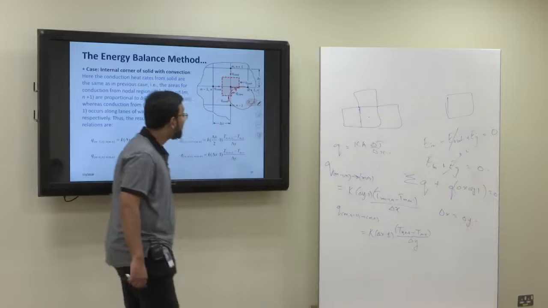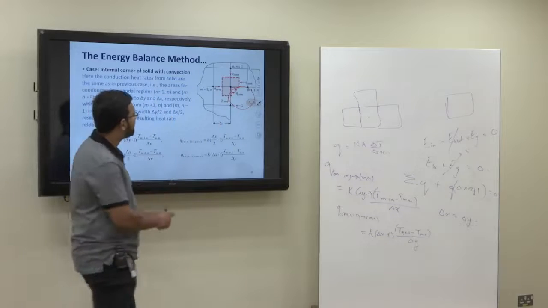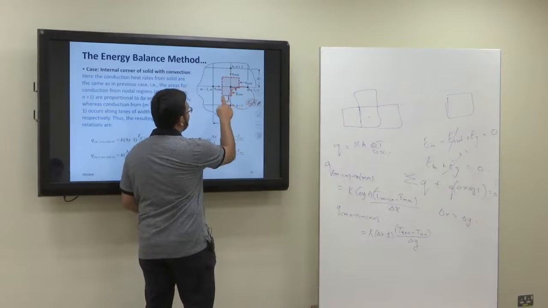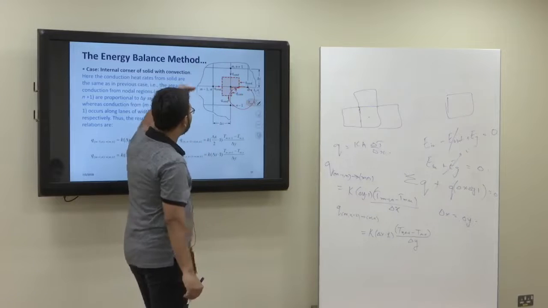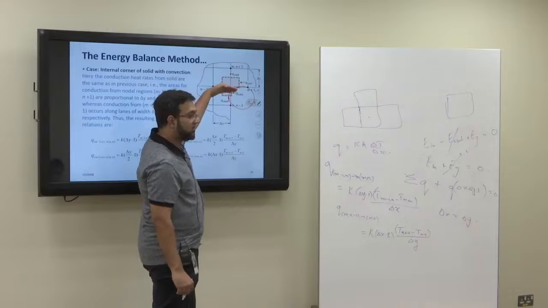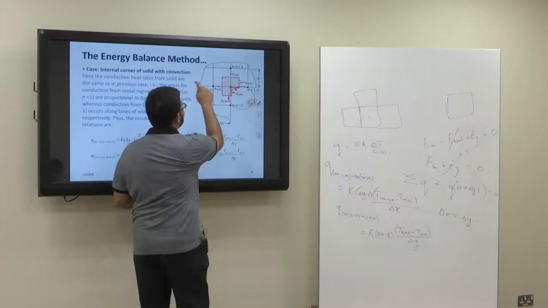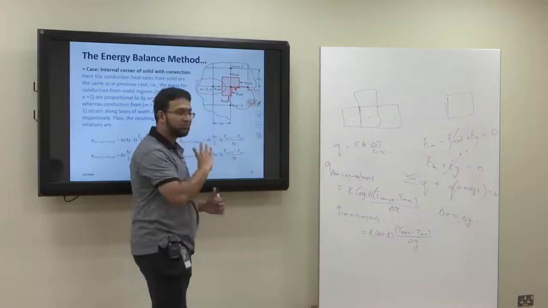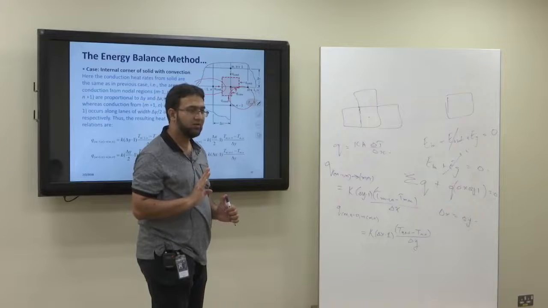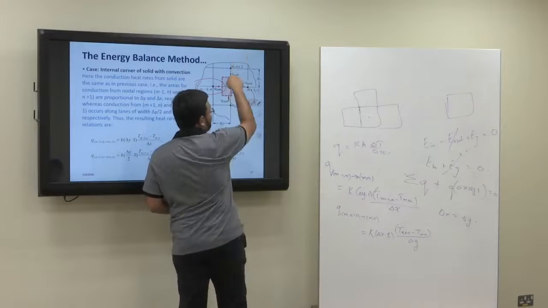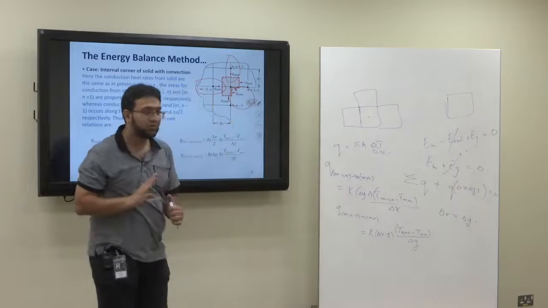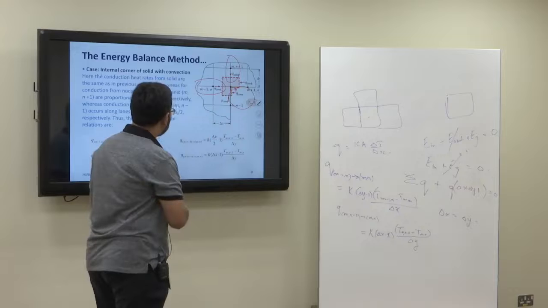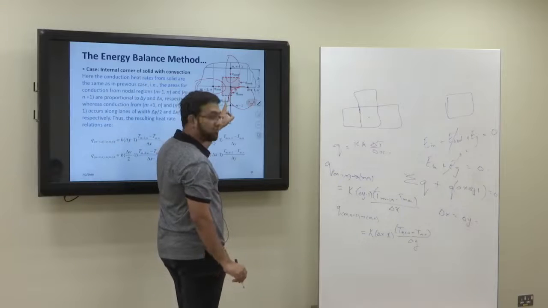Okay? So if you look here, now this is our control volume. Over this control volume, we will have heat conduction from this end. It will be the same as you did before. Right? You will have heat conduction from this end. Again, it will be the same as you did before. No change. But now you have heat conduction from here.